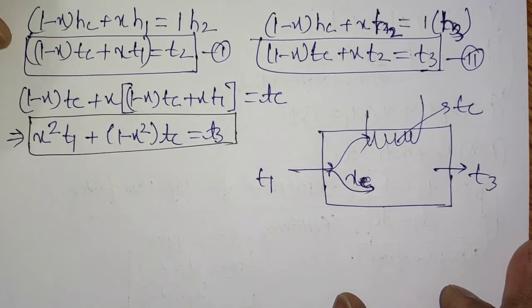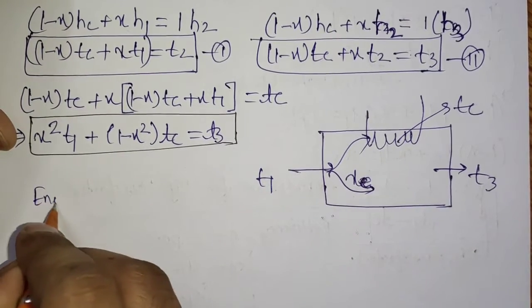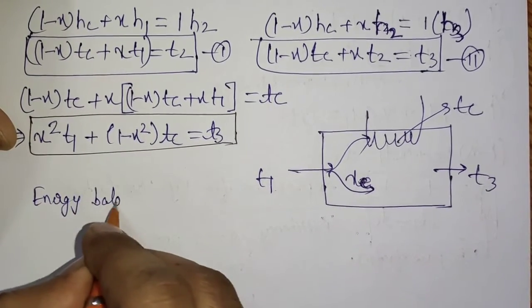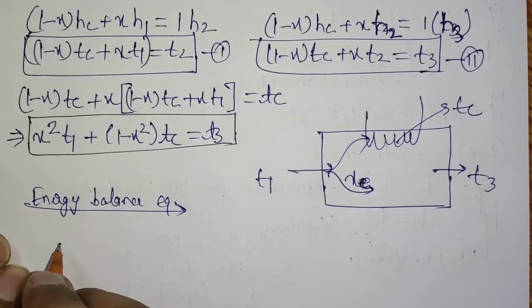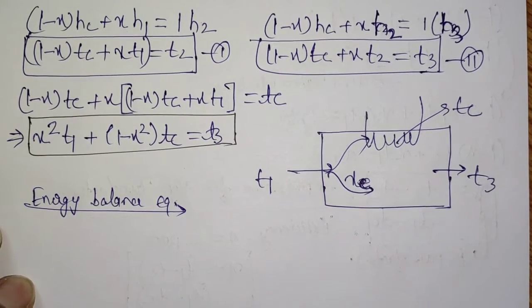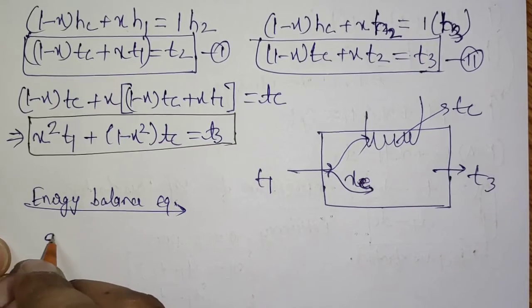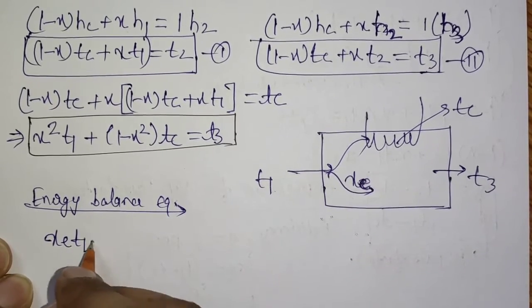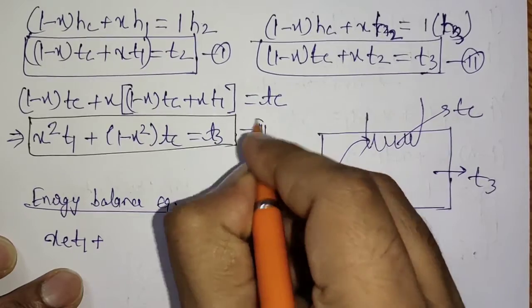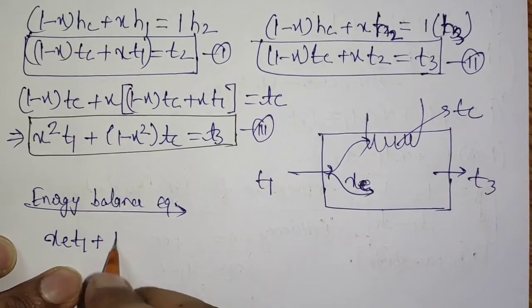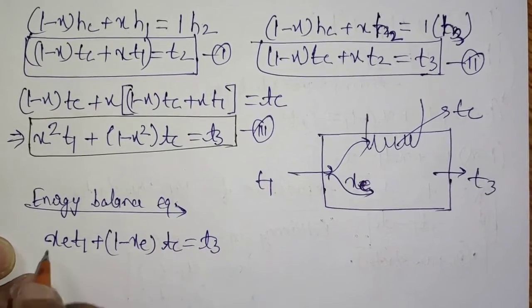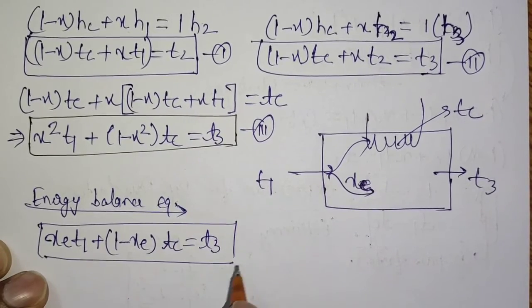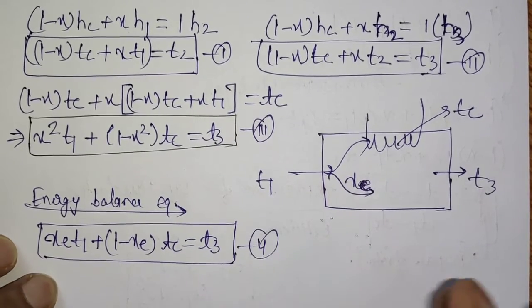Then in that case, the energy balance equation will be Xe into T1 plus 1 minus Xe into Tc, that is equals to T3. Let us name it as equation number 4.